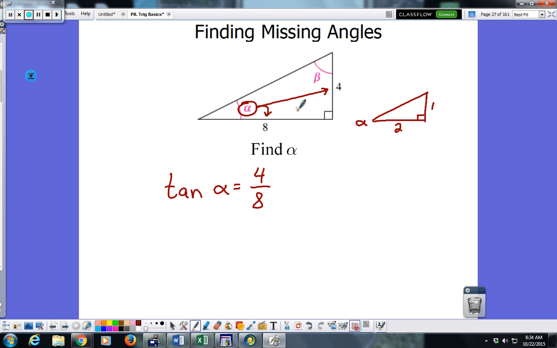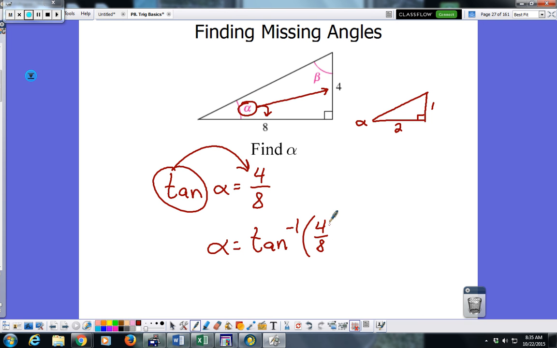So tangent of alpha equals 4/8. Let's move tangent to the other side. The way we move tangent to the other side is by doing the inverse tangent of 4 over 8. Now on the ACT, I would leave it as inverse tangent of 1/2, but you don't have to reduce that because you're simply typing it into your calculator. Inverse tangent of 4 over 8. Make sure you're in degree mode because I really want my angle in degrees because I don't understand radians.